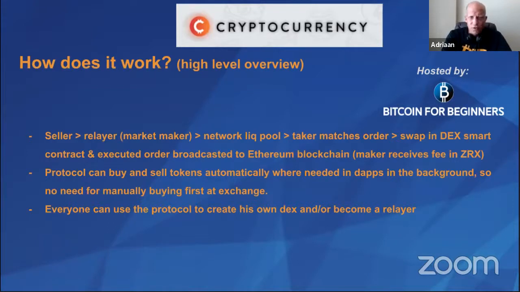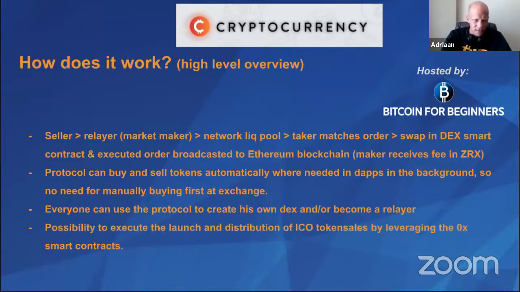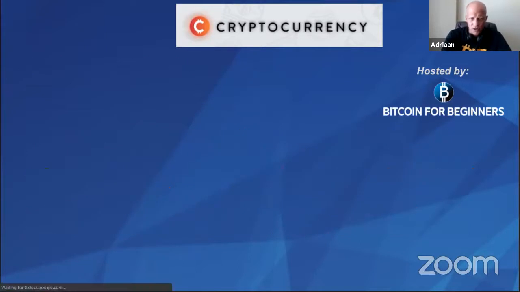Everyone can use the protocol because it's open source, and you can use it to create your own decentralized exchange, your own liquidity pool, or you can share your orders in a larger liquidity pool, or you can become a relayer, which is a node on the network. It also has the possibility to execute the launch and distribution of ICO token sales by leveraging the 0x smart contracts.